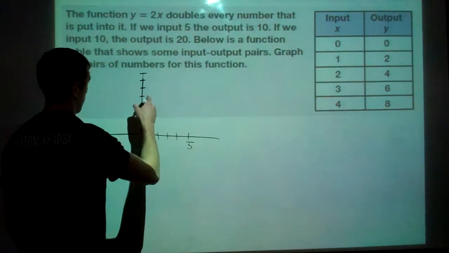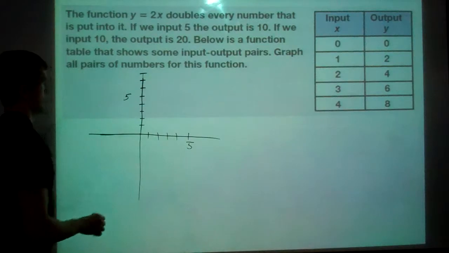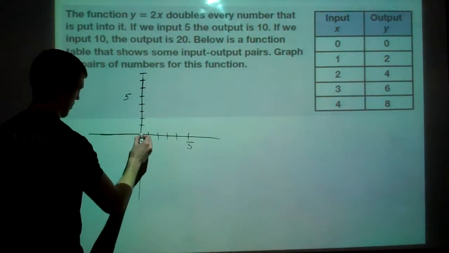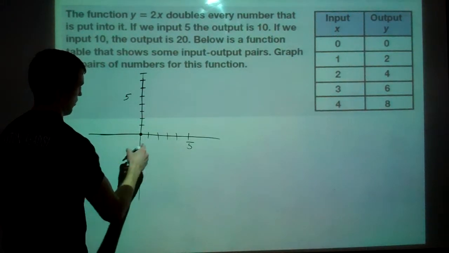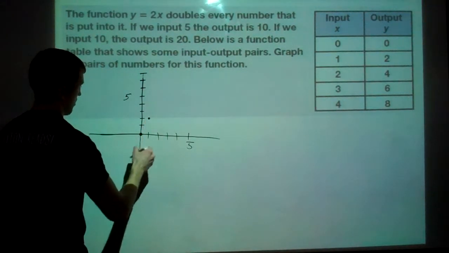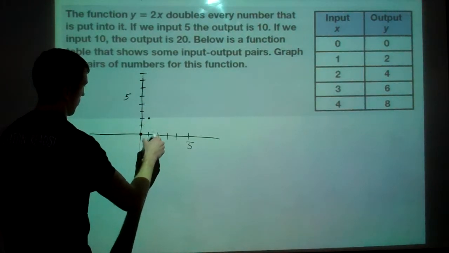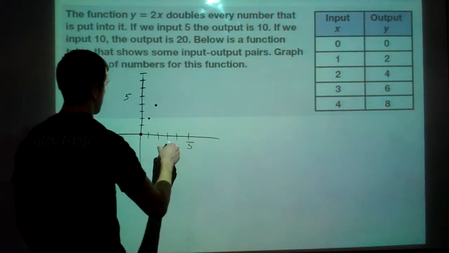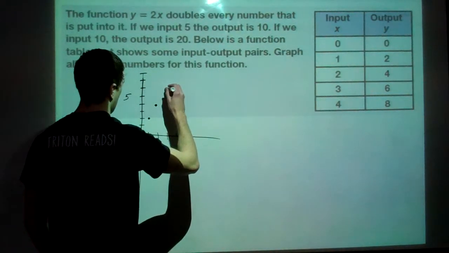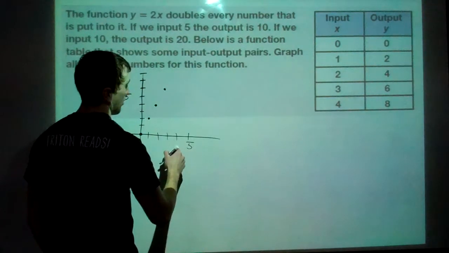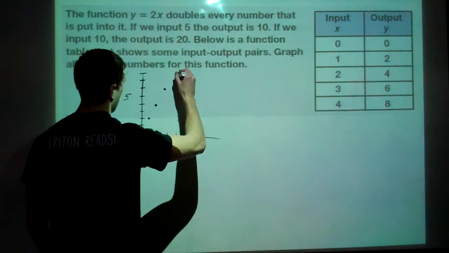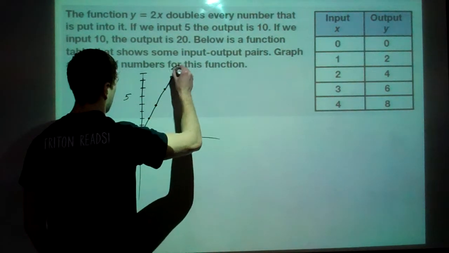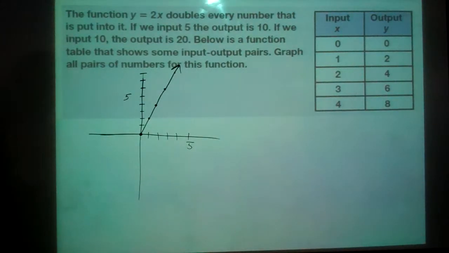1, 2, 3, 4, 5. Okay. So it goes up to 8. Alright, so first point is 0, 0. Over 0, up 0, right there. Second point, over 1, up 2. Over 2, up 4. So about right there. Over 3, up 6. About right there. And over 4, up 8. About right there. So my graph won't be perfect, but we get a relationship that looks like that.